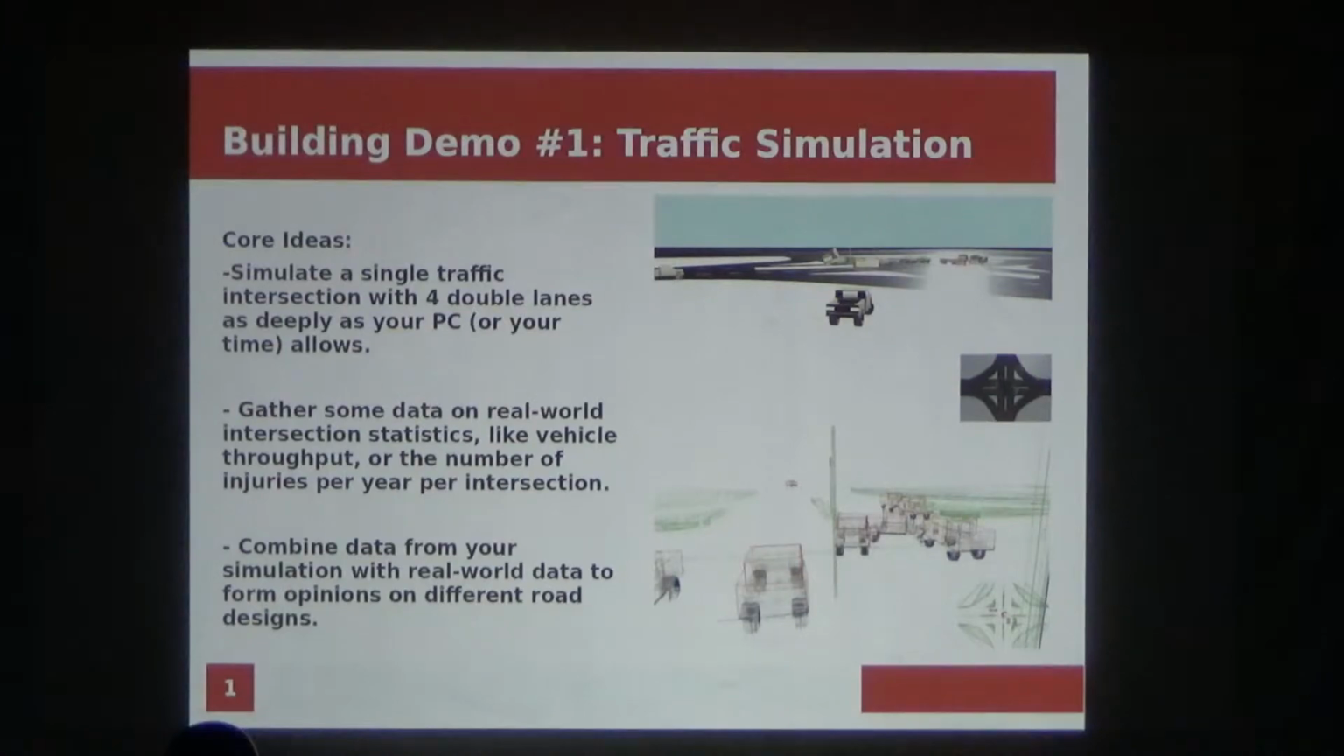And what do we want to eventually do with our simulation? Well, we want to gather some data on how real-world intersections work. We want to learn things like the vehicle throughput, or the number of accidents per mile. And then we want to combine that data with what we're seeing from our simulation. And we're going to compare different ways of making these roads in our simulation.